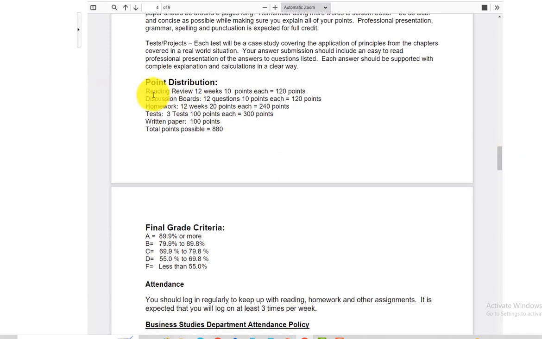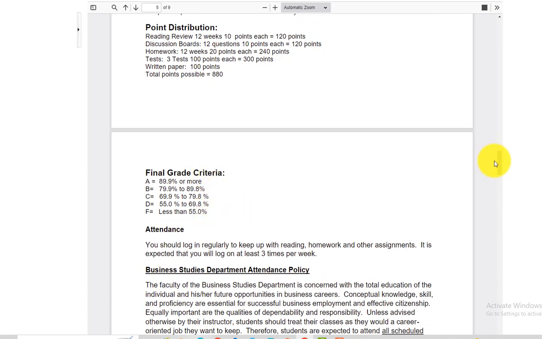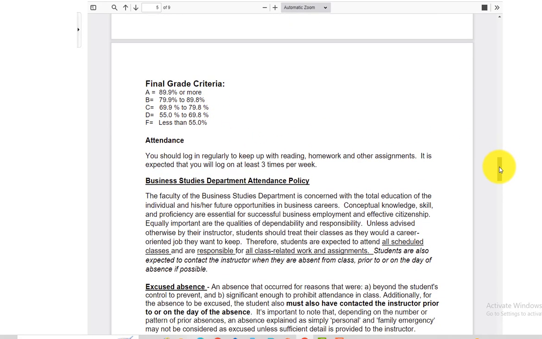So each reading review is worth 10 points. Discussion board is worth 10 points. Each homework's worth 20. Tests are worth 100 each, so a total of 300. That written paper on The Goal is 100 points, so our total is 880. We'll do a straight percentage, just like you're used to.